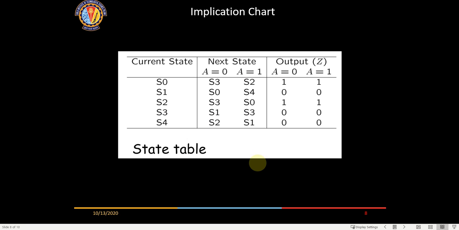Now coming to the next one, what we are going to learn is the implication chart. It may be equivalent to your QM method. Here, you can't straight away see a scope for further simplification or reduction. Everything is different here: S3 S2, S2 S1, S1 S3, S3 S0, S0 S4. It appears at first view that nothing can be simplified here, but that is not the case.